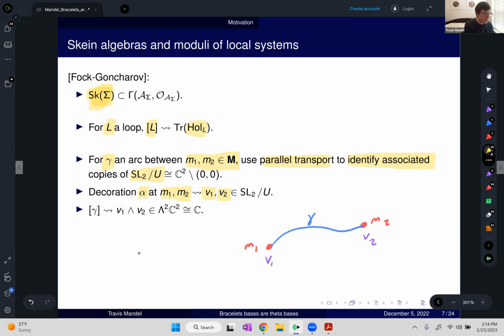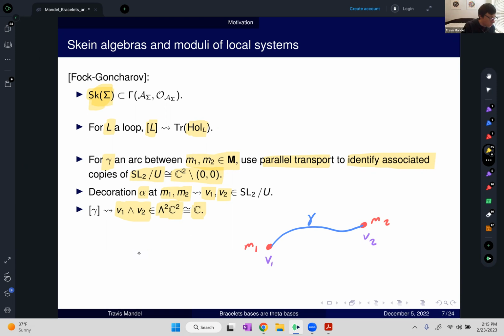So think of that as being in C squared minus the origin. And then since we're able to identify these 2 copies of C squared minus the origin using that parallel transport, we can think of these as being in the same space. We can take their wedge product, and that lives in lambda squared of C squared, this top exterior power, and you can identify that with just C itself, complex numbers. So basically, we take the cross product of V1 and V2 as essentially what we're doing here.